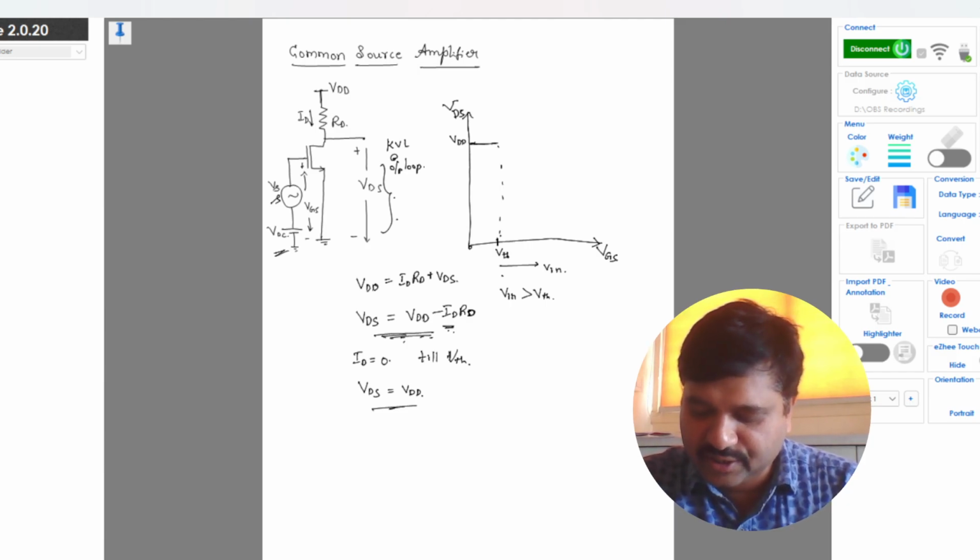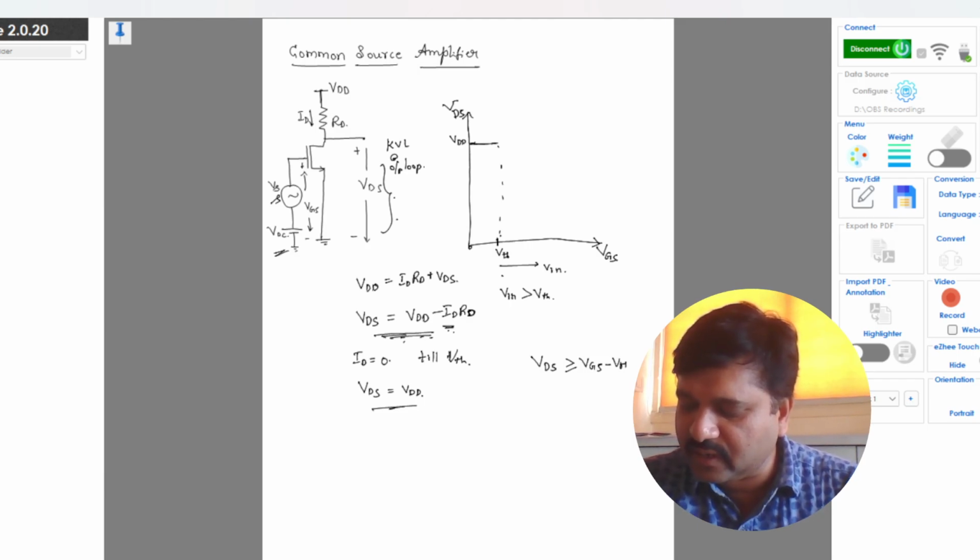Immediately it will be in the saturation region because the VDS is very large, and the operating condition of the MOSFET operating region is obtained by this equation, which is VDS should be greater than or equal to VGS minus VTH. In this case VGS is what we are applying. Up till threshold voltage the transistor is off.